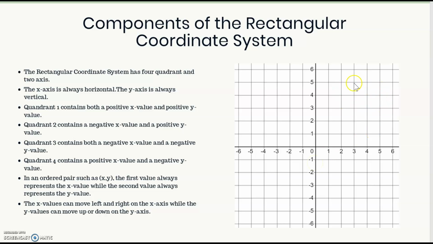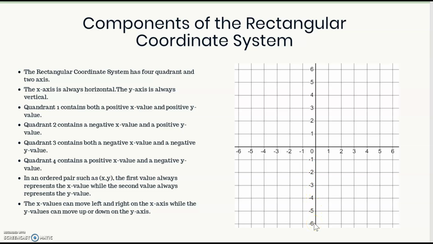In quadrant 1, notice that the x values are positive, and the y values are positive. For quadrant 2, the x values are negative, and the y values are positive. For quadrant 3, the x values are all negative, and the y values are also all negative. For quadrant 4, the x values are positive, and the y values are negative.